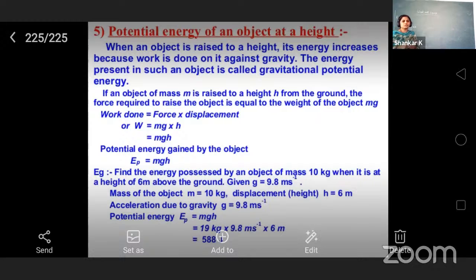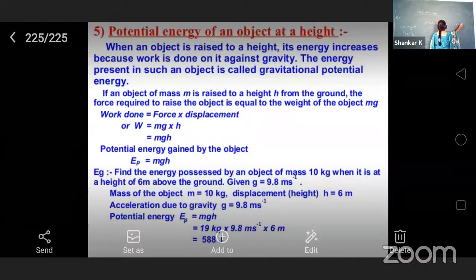Here an example is given. Find the energy possessed by an object of mass 10 kg when it is at a height of 6 meters above the ground. G is given, acceleration due to gravity, G is equal to 9.8 meter per second square.